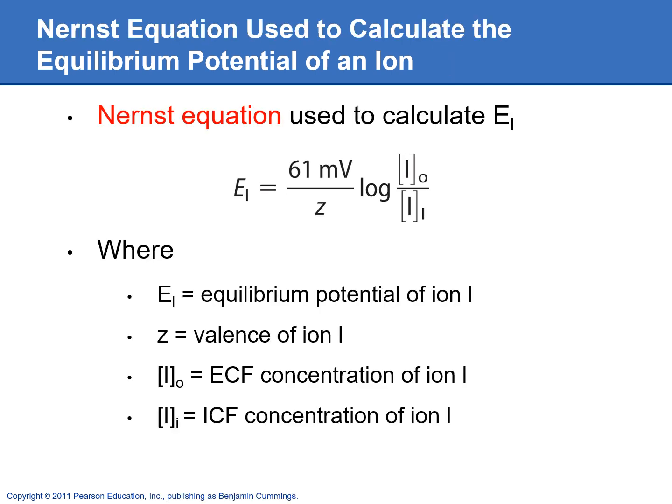The Nernst equation is used to calculate the equilibrium potential for an ion. So this is a really important equation in physiology. So we're just going to explain how this equation is used, but I'm not going to make you actually do any calculations with it. So the 61 millivolts, that's just a constant. And then the Z, that's just the charge on the ion. And then we're going to multiply that by the log of the concentration of the ion outside the cell divided by the concentration of the ion inside the cell.